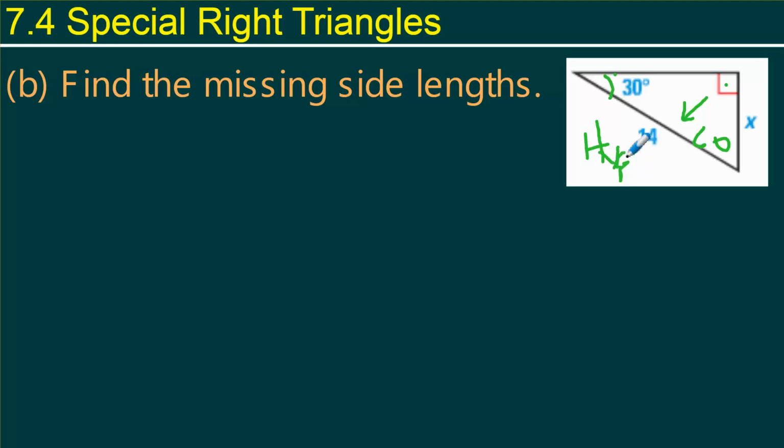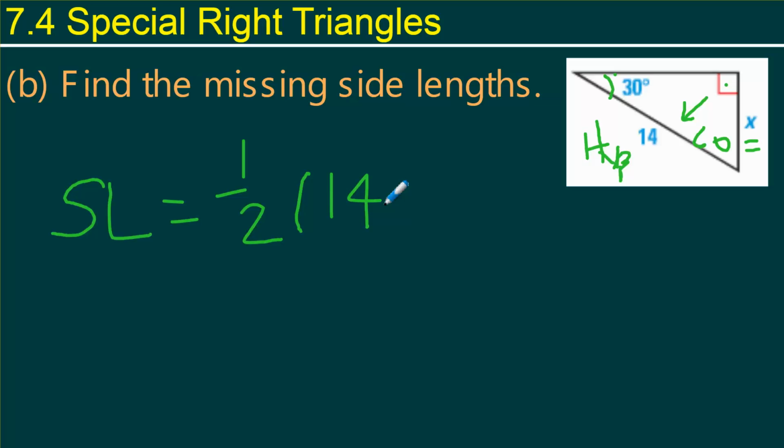So if we know that the hypotenuse is 14, then the short leg, okay, which is across from the 30-degree angle, the short leg is half the hypotenuse. So our short leg equals 1/2 of the hypotenuse, which is 14. So our short leg equals 7. Which is what x is. So x equals 7. Okay, and that's it. We're done with this problem.